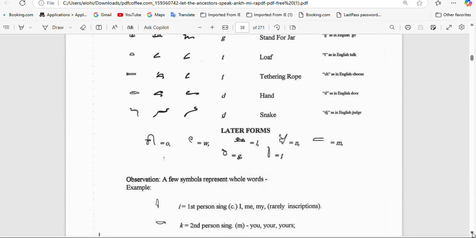Then you have some later forms. This is like a kind of lasso. This is an O. This would be a W. This represents an L. This would be a G. This is an N. This is a T. And this is an M.